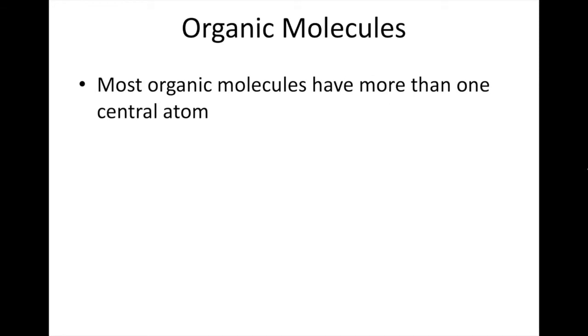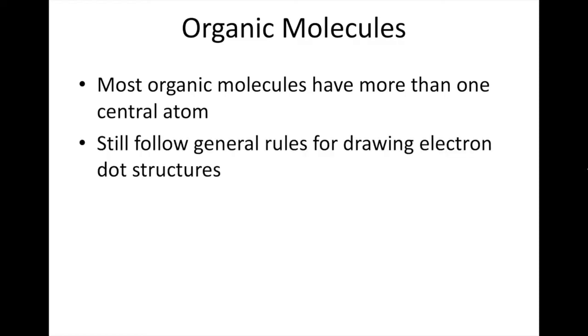Most organic molecules have more than one central atom, so they can be somewhat small, but they can also be very, very large molecules, and they generally have more than one central atom. However, even though these molecules may have more than one central atom, we can still apply the same rules for drawing electron dot structures that we've previously learned to organic molecules. So let's try a couple. Let's try C2H6 and C3H8. So if you would, pause the video and see if you can draw the dot structures for these two, and then we'll work through them together.